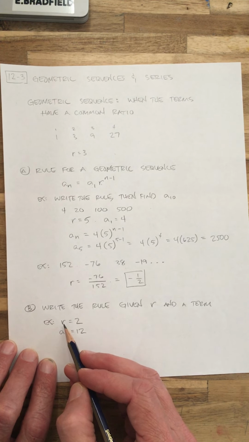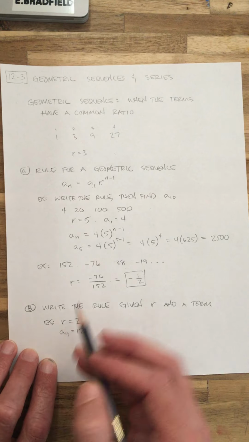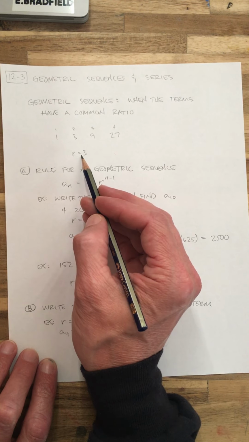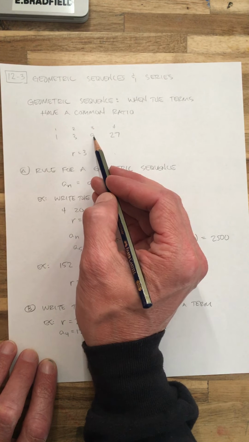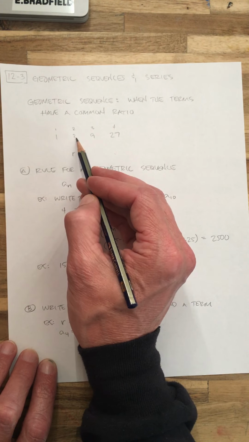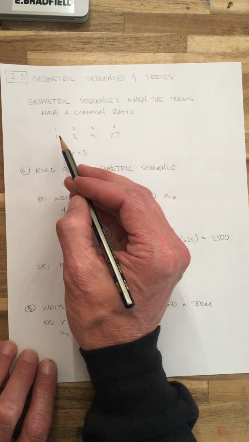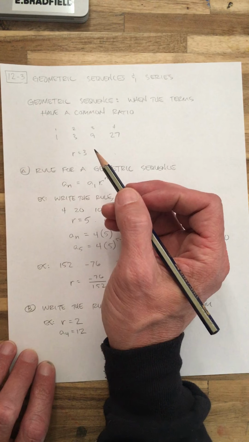Remember, this is the common ratio. So remember up here, if we have a common ratio that's 3, what did I do to have to go from the third term to the second term? I had to divide by 3. Okay, then to go from the second term to the first term, I had to divide by 3 again.